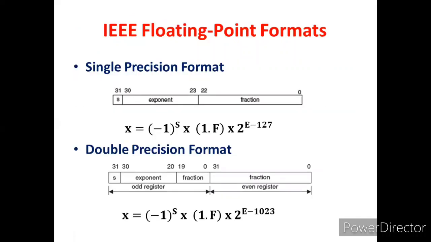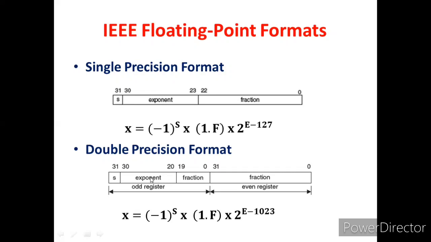Now let us concentrate on the IEEE floating point format. Single precision format and double precision format are the two formats present in this, and these are the representations of single precision and double precision formats. In single precision format, it is 32 bits, where the MSB bit is the sign, the next 8 bits are the exponent, and the remaining 23 bits are the fraction. And this is the expression we have there.